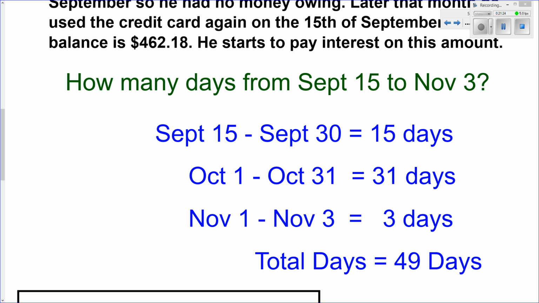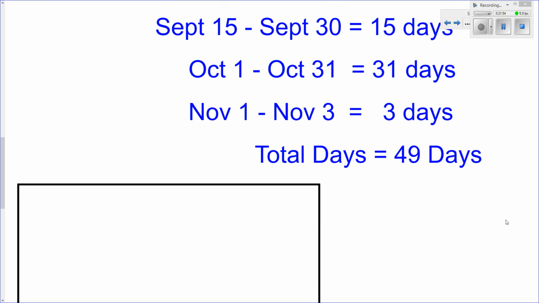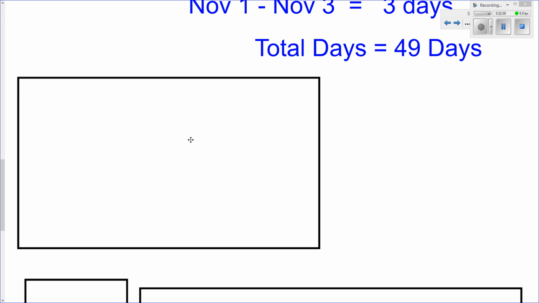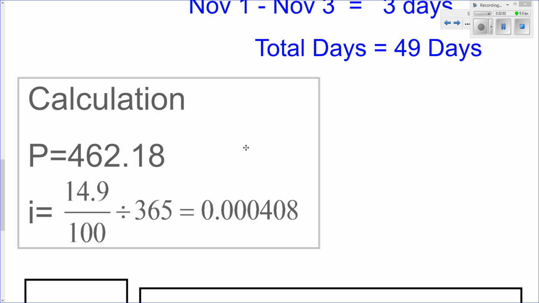All right. Here we go. Let's move on. So now we have our total number of days being 49 days. Now that represents the number of compounding days, right? So that's the number of days that our interest is going to be compounded on the $462.18 that we talked about earlier. So let's move on. Right now, we have some issues to deal with. We need to set up our equations.